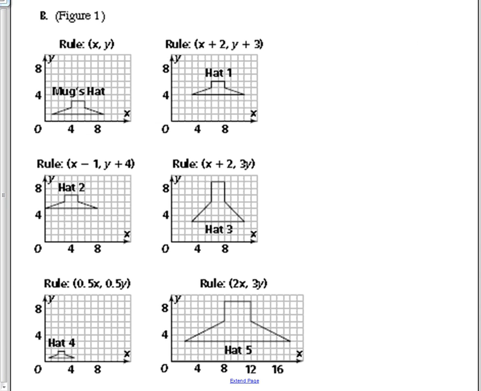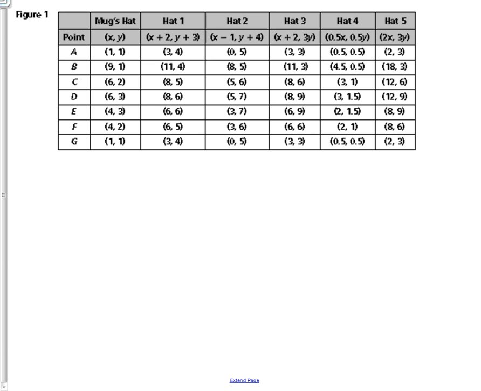All right. What I want you to do now is actually plot these coordinates. I want you to plot Mug's hat, Hat 1, 2, 3, 4, and 5.